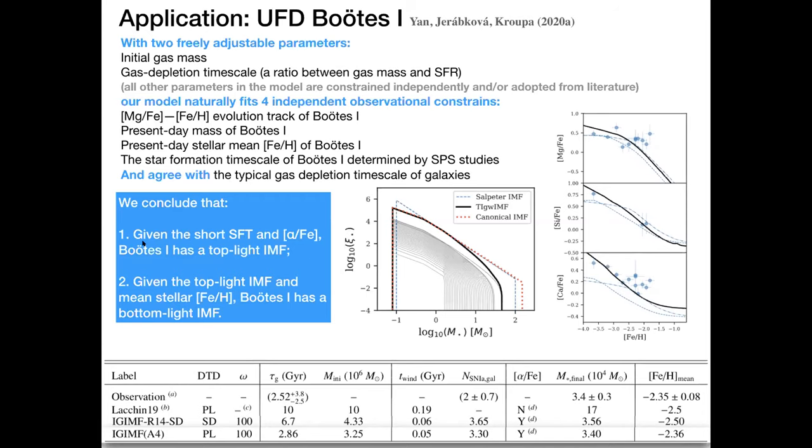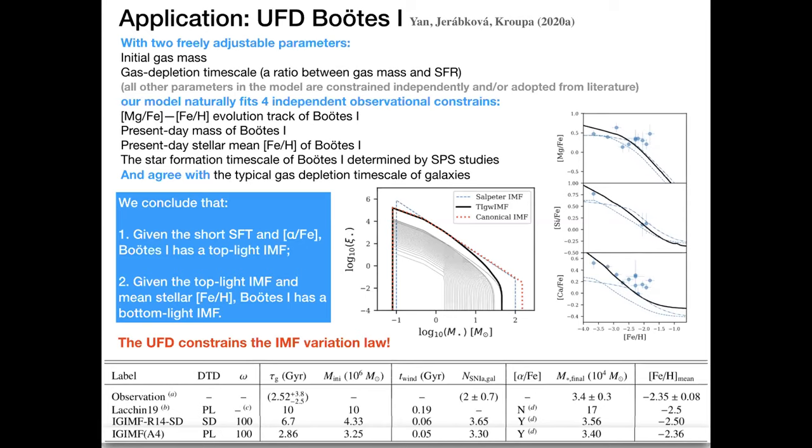So in conclusion, given the short star formation timescale and abundance ratio, we can conclude that the Boötes should have a top light IMF. And given the top light IMF and the measured mean stellar metallicity, we conclude that it should also have a bottom light IMF. So it should be both bottom light and top light. This shows the capability of ultra faint dwarf galaxies to constrain the IMF variation law.